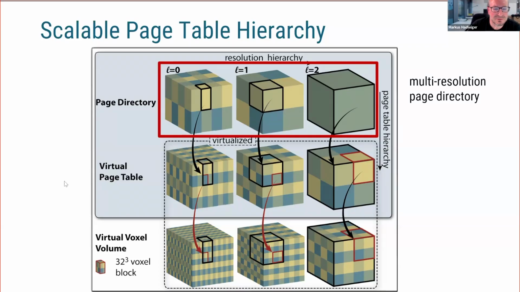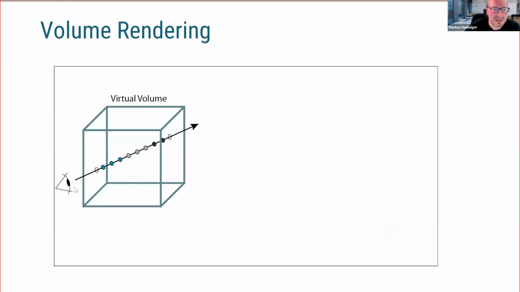Then, of course, on top of that, you want to do volume visualization. You view your virtual volume that's really not filled with data in the beginning. And then you cast a ray. Per pixel, you cast at least one ray to generate your final volume rendered image. And then you go from sample to sample along the ray.